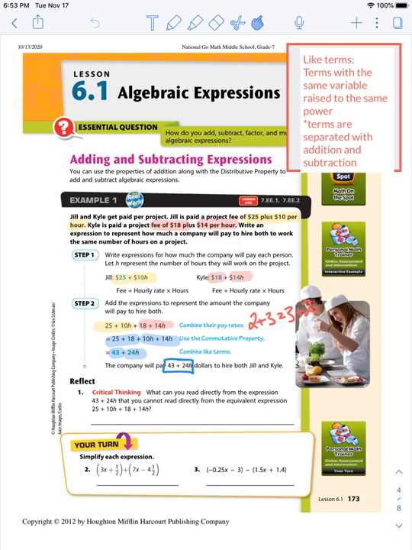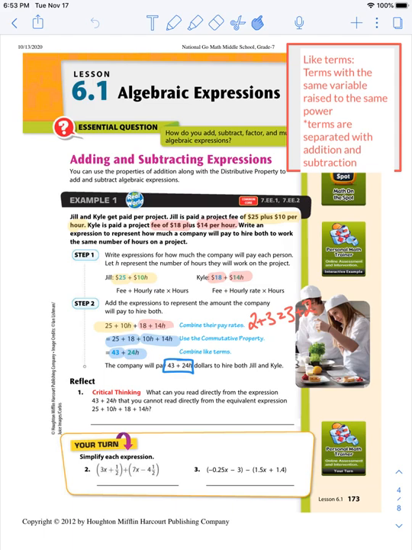All right, let's reflect on this a little bit. What can you read directly from the expression 43 plus 24h that you cannot read directly from the equivalent expression 25 plus 10h plus 18 plus 14h? Well, we can read that you just plug in hours. It's going to be an initial charge of $43, and then we plug in the hours and multiply by 24. The other expression is a little longer, and it's going to be many more steps once we actually plug in h.